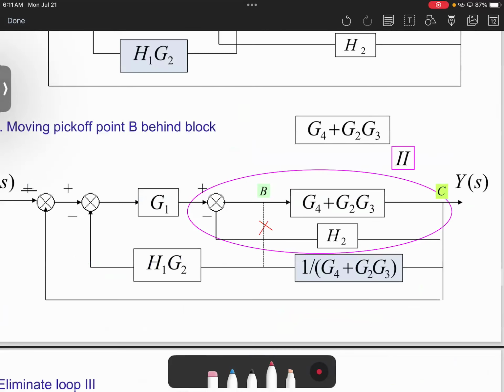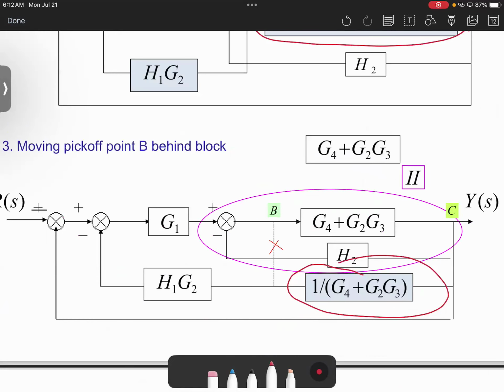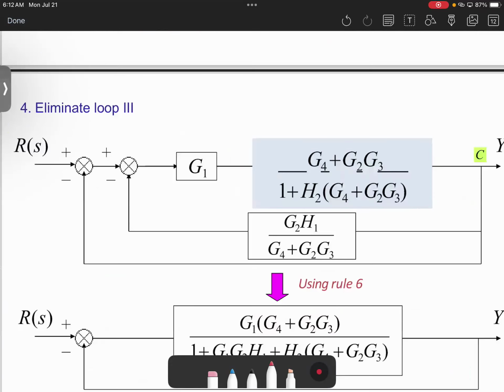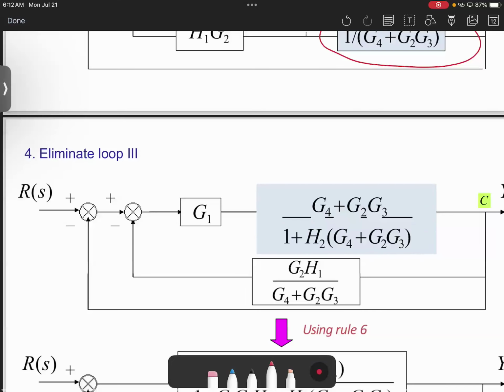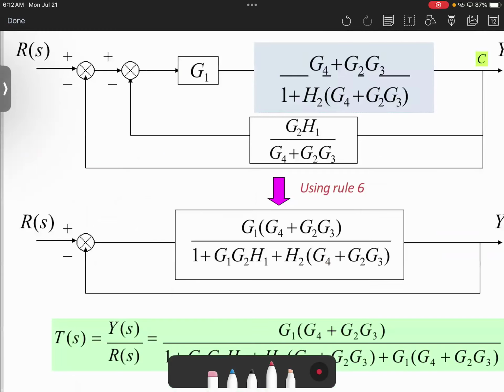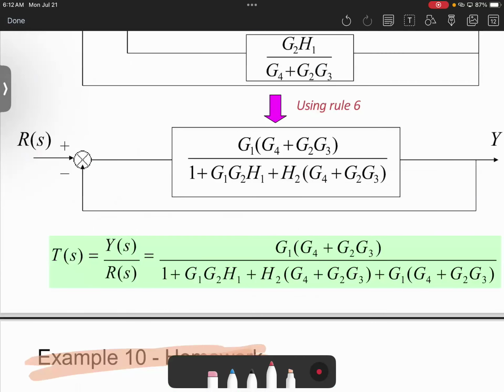Then when we move it from here to here, we will divide by G2, G3. Then we can group this loop. G4, G2, G3, and H2 can be grouped together to be like this. Then with this one, this can be combined, multiplied by each other. Then the overall can be grouped together. Okay? I don't want to spend too much time on the calculation. It's just that we know how to do this calculation. Then here, it's a unity feedback, and that's it.